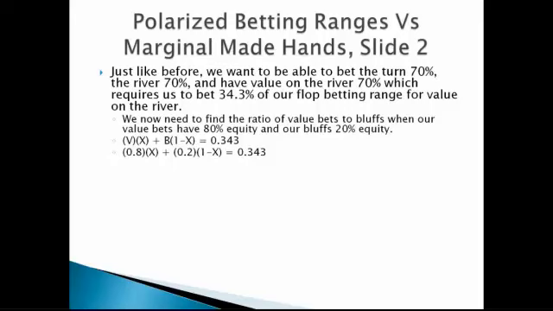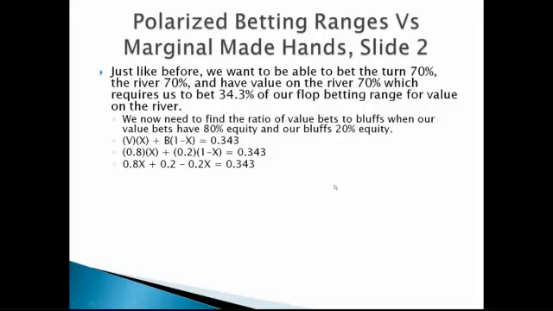So 0.8 times x, and then this x right here, if you look, 1 minus x plus x, so that's the amount of bluffs we have, which is going to be 1 minus x, plus the amount of value hands we have, which is going to be x, is going to add up to 1, which will be our 100% or our entire range. So 1 minus x plus x equals 1. All our value hands plus all our bluffs are going to equal 100% of our range. Then our bluffs have 20% equity, so we have 0.2, and then we have the bluffs 1 minus x. And total, we need to be betting all 3 streets 0.343 or 34.3% of the time.